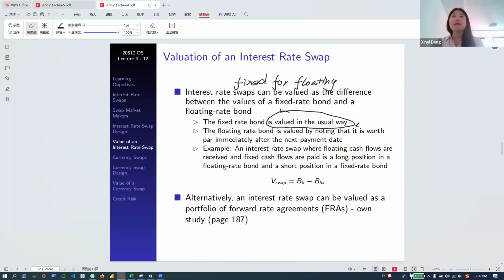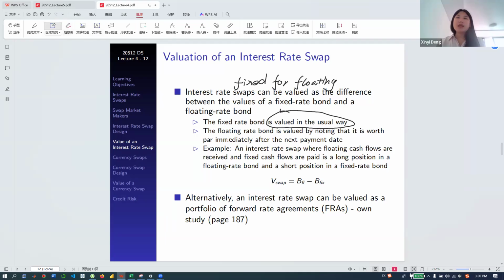So basically the plain vanilla swap. Of course the calculation will be different if we are dealing with floating for floating and other types of swaps. But here we will be calculating the value of 2 bonds, one bond being the fixed rate bond, the other bond being the floating rate bond. So for the floating rate bond, it's calculated via this trick here. The trick is that the floating rate bond will be worth par immediately after the next payment date.